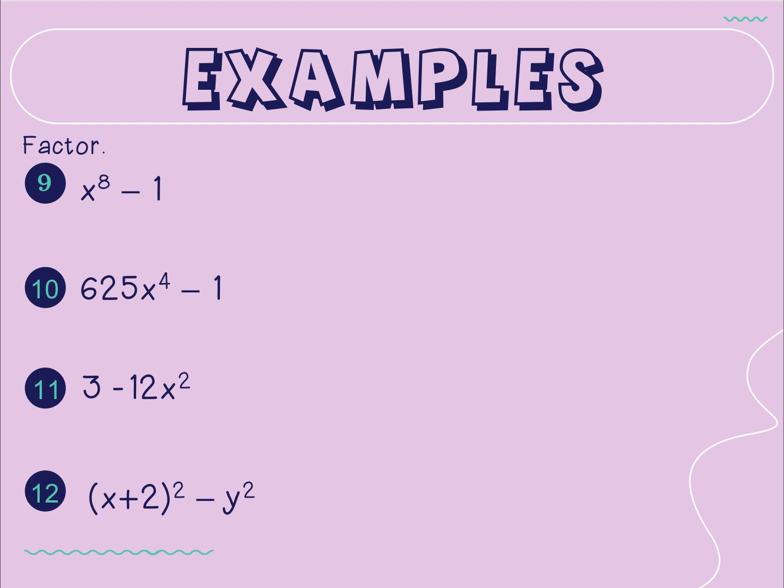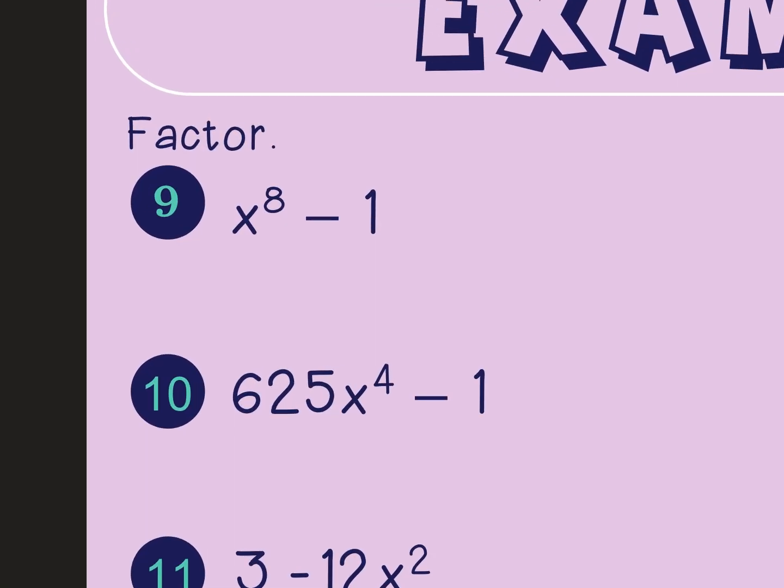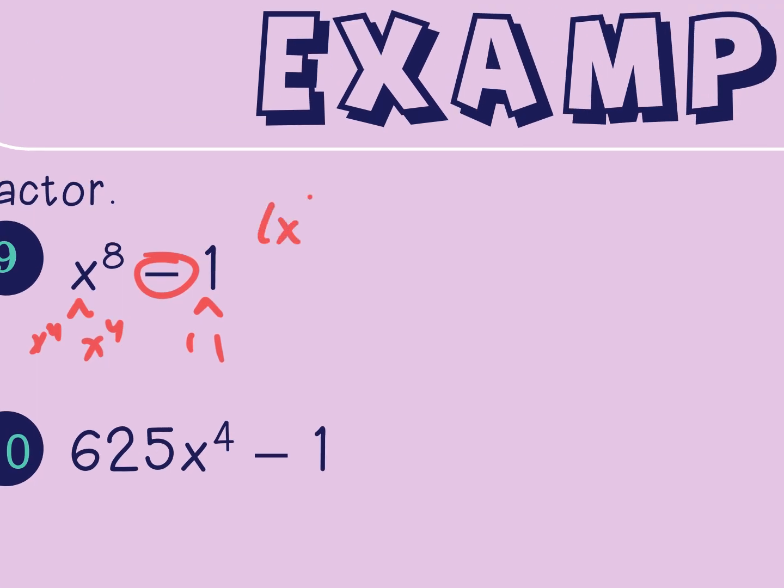All right, let's move on to some that are a little harder. 2 terms? Yes? Okay. Are they perfect squares? What times what will give you x to the 8th? X to the 4th and x to the 4th? Okay. What times what will give you 1? 1 and 1. Is that a minus sign? Yep. So what are my two parentheses? X to the 4th plus 1 and x to the 4th what? Minus 1. Okay.